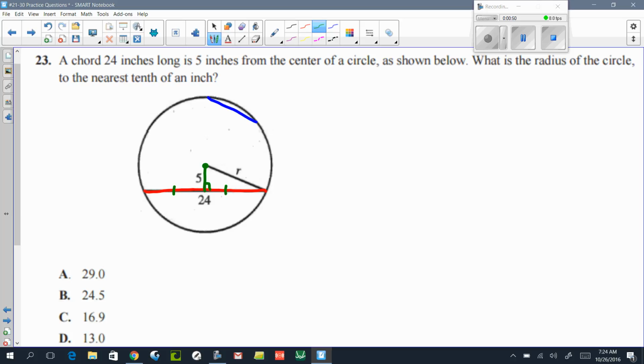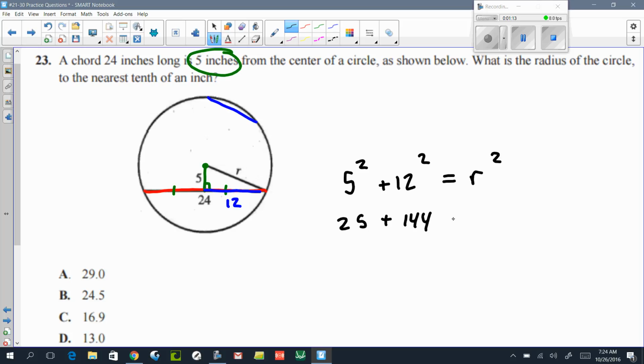So in this particular case, the 5 inches from center tells us that this piece right here of this triangle would be half of 24, which is 12. So now this becomes a basic Pythagorean theorem problem to solve. We're just going to do 5 squared plus 12 squared equals r squared. 5 squared is 25, 12 squared is 144, and the radius squared. Remember that in this triangle, the longest side of the triangle is the hypotenuse, and the hypotenuse is what we're trying to find. So we have to make sure that our variable r is in this point of our equation.